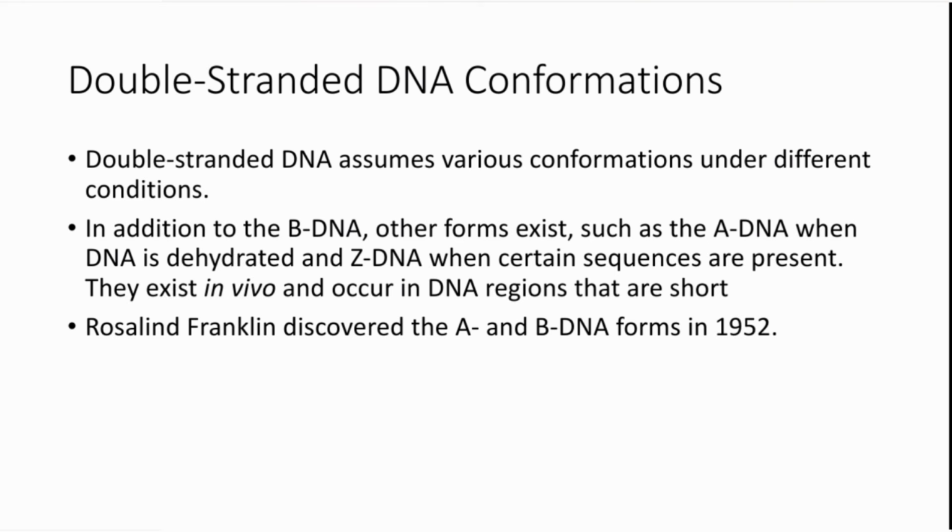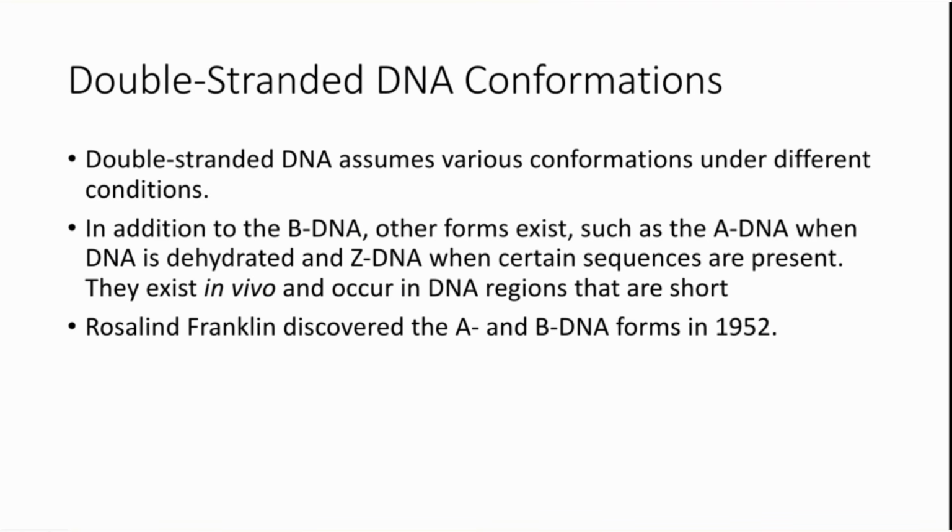Double-stranded DNA has different conformations. There's the B, the A, and the Z, and they exist in different conditions. The most common is the B DNA, while A DNA is found when DNA is dehydrated, and Z DNA is found when certain sequences are present.